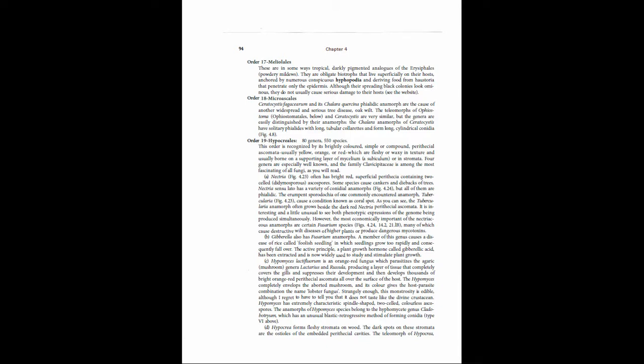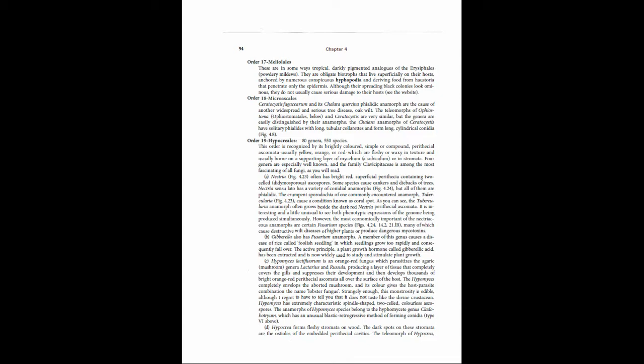Some species cause cankers and diebacks of trees. Nectria sensu lato has a variety of conidial anamorphs, Fig 4.24, but all of them are phialidic. The erumpent sporodochia of one commonly encountered anamorph, Tubercularia, Fig 4.23, cause a condition known as coral spot.